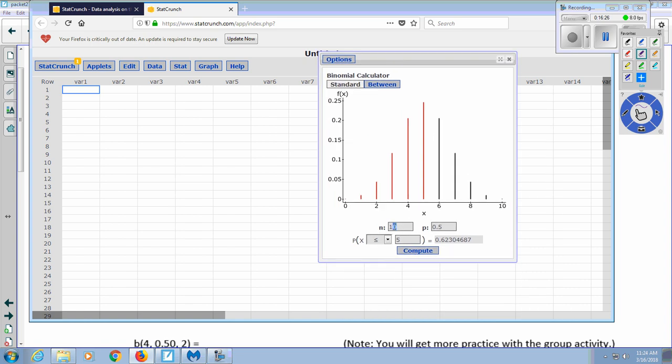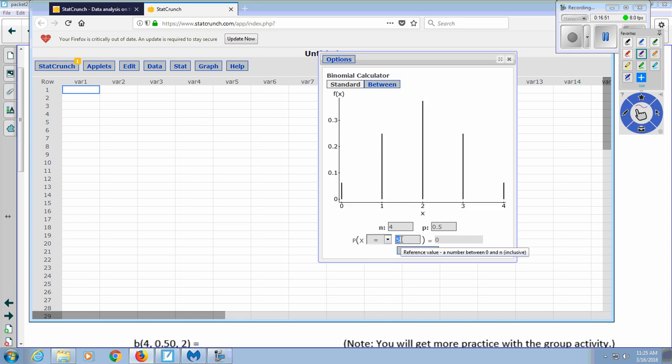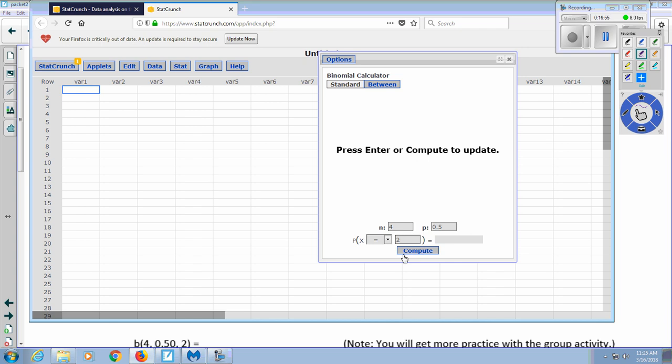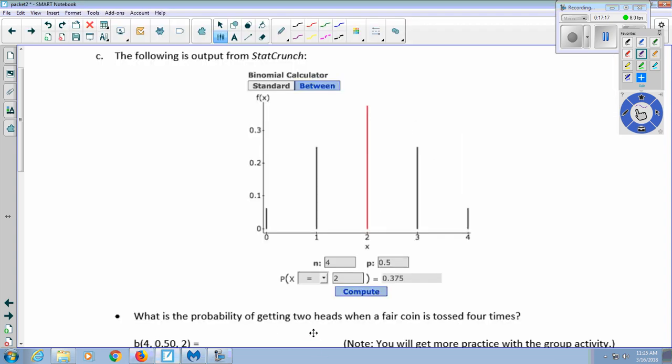This is the default. If we want to modify it for our specific case, we had a fixed number of trials, which was 4. Our probability of success was 0.5. And now you can ask a bunch of different questions if you want to know different things. You have to modify whether you're talking about less than, greater than. We wanted to know the probability of equaling 2. And there is the actual graph that you're seeing in your notes. So you're able to use this on your homework to find probabilities. The probability that we observe 2 heads is 0.375. And you can see that this bar is highlighted red to show that's what we were looking for.